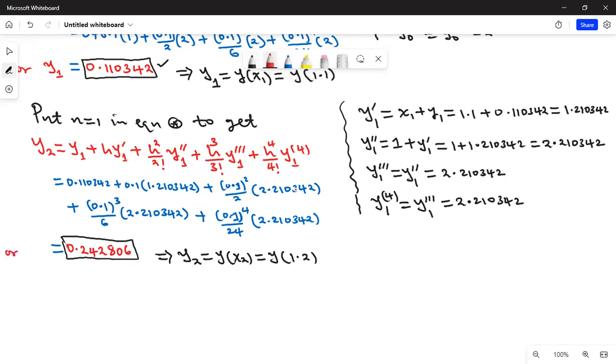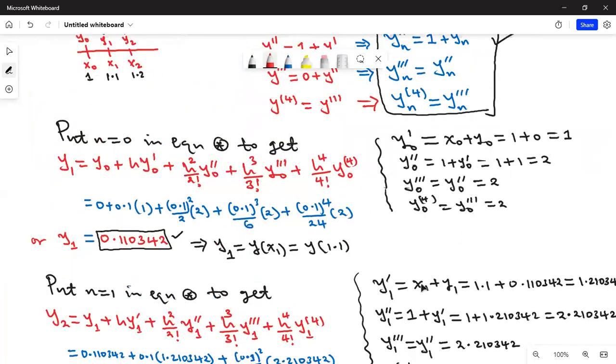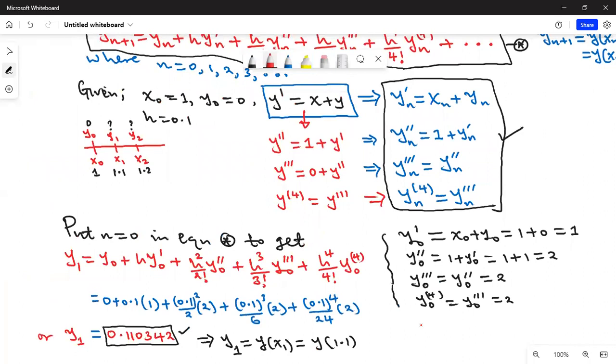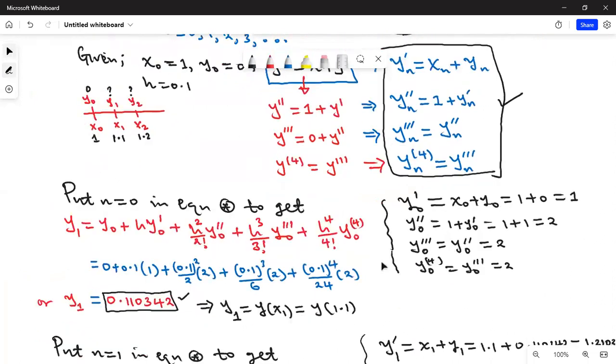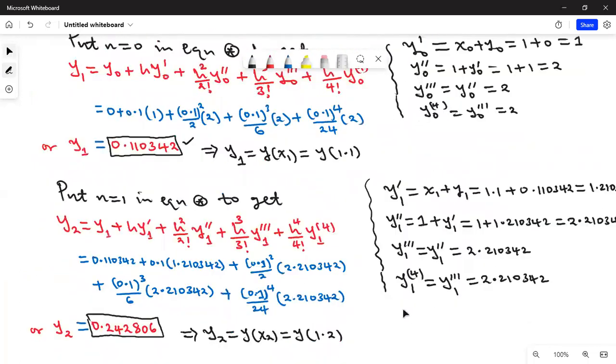You can just say, or y2 is equals to this. Remember, you could proceed all the way up to yn. But depending on the question, we are told to go up to x2, which is 1.2. So we have found the missing values, is y1 and y2. Now that's how to use Taylor series method to approximate solution to a first order ODE.